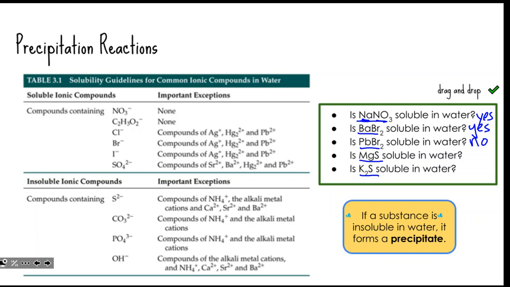Sulfides are typically insoluble. Is magnesium one of the exceptions? No. So this one is a no. Very good. And potassium sulfide. Sulfides are typically insoluble, but what is potassium? It's an alkali metal, right? So alkali metals are always important exceptions. This is actually a yes. Yep, definitely. Alkali metal, ammonium in anything, nitrate in anything, acetate in anything. Those four are always soluble.